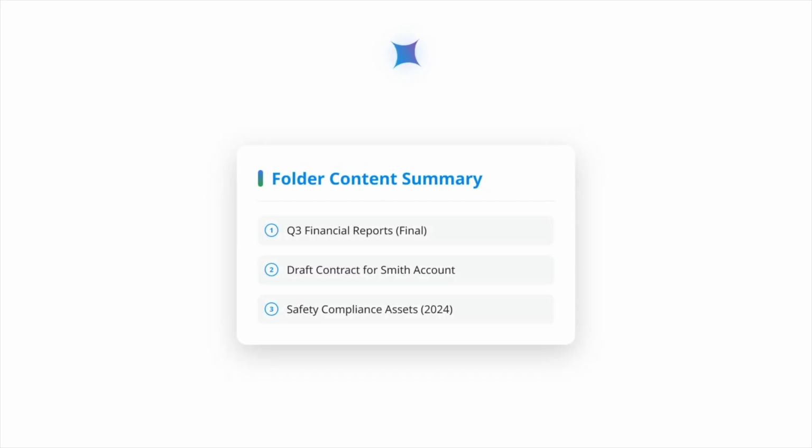Now when you open a folder, Gemini gives you a content summary. It reads the files for you and it tells you this folder contains Q3 financial reports, the draft contract for the Smith account, and the safety compliance assets. It stops you hunting. It stops you guessing.